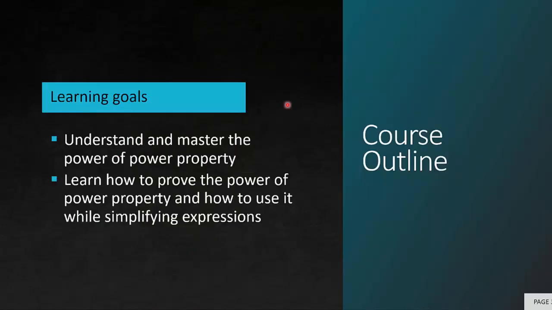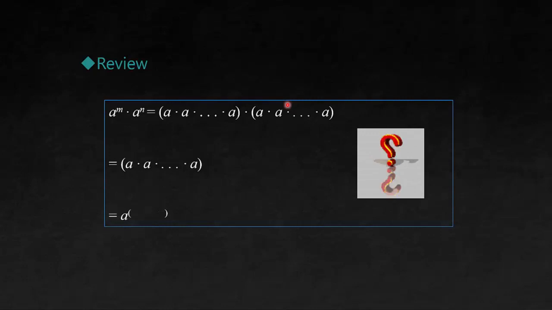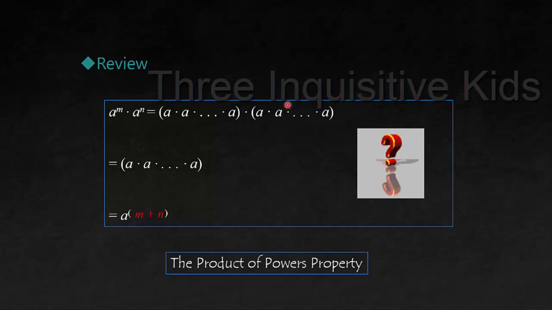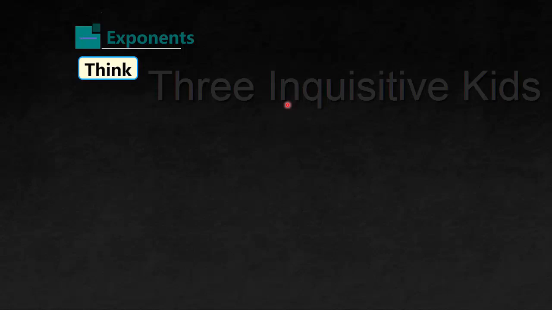Our learning goals for this lesson are to understand and master the power of a power property, to learn how to prove the power of a power property, and how to use it while simplifying expressions. So we know that a to the m power times a to the n power equals a to the m plus n power. This is what we learned in the last lesson. So yes, this is the product of powers property. So now we have to go into what exponents are.